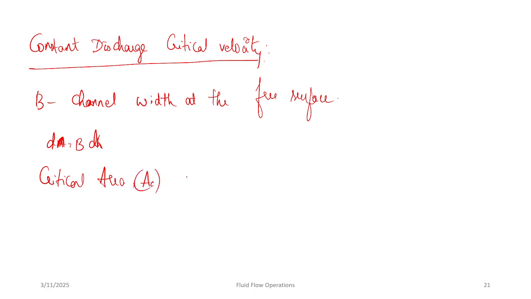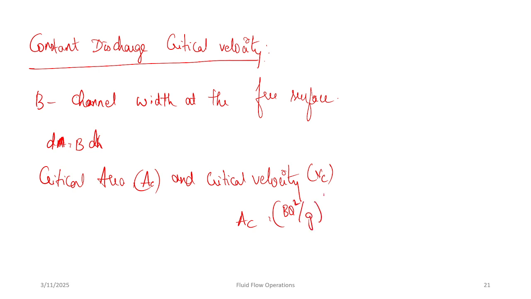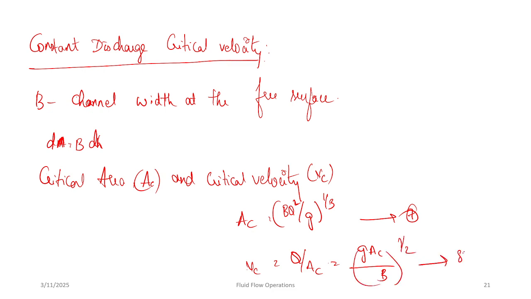Okay. So the critical area is AC, and critical velocity VC becomes AC cube by B is equal to Q square by G, power 1 by 3. This is equation number 7. And VC will be Q by AC, right? That will become G into AC by B power 1 by 2. This will be equation number 8.